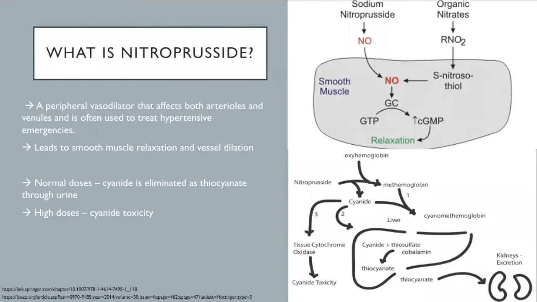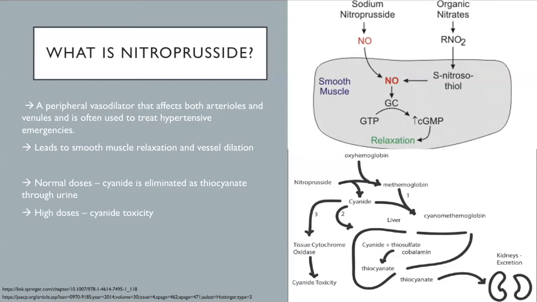So what is nitroprusside? Nitroprusside is a peripheral vasodilator that affects both arterioles and venules and is often used to treat hypertensive emergencies. In order to do this, sodium nitroprusside is broken down to release nitric oxide, which activates guanylate cyclase in the smooth muscle. This leads to increased intracellular cyclic GMP production, which stimulates the movement of calcium ions from the cytoplasm to the endoplasmic reticulum. This reduces the amount of available calcium ions that can bind to calmodulin, a protein that plays a role in smooth muscle contraction. This ultimately results in smooth muscle relaxation and vessel dilation.